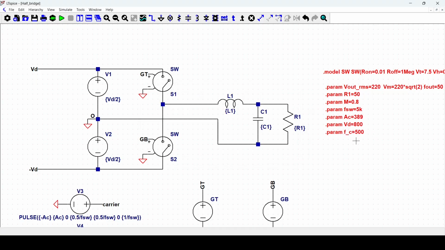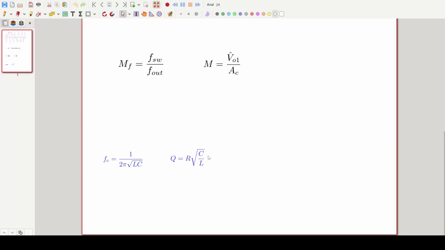This is the cutoff frequency of our filter, and then let me open the notes so I can explain better the process to design the output filter. So these are the two relations that we discussed earlier. The cutoff frequency is given by this formula, and we are going to use it to design the filter. But we need another equation, because we have two unknowns here and only one equation, which is the one of the cutoff frequency.